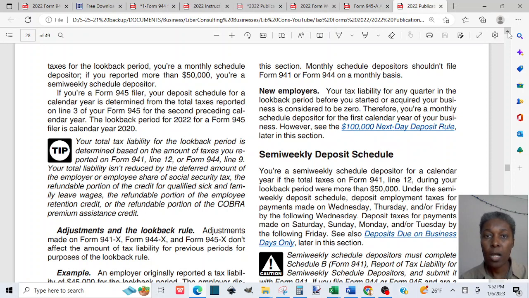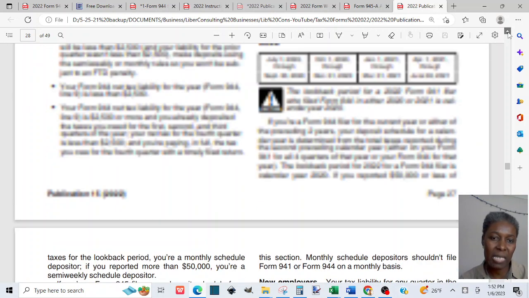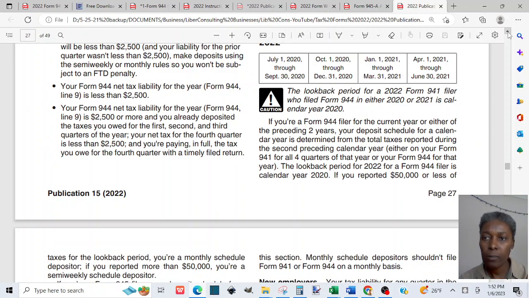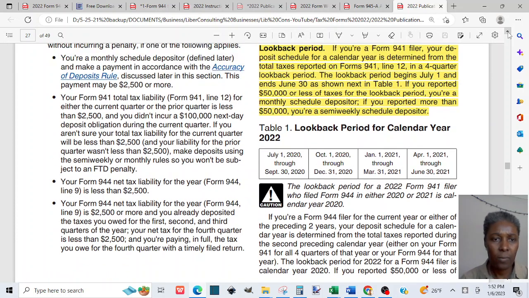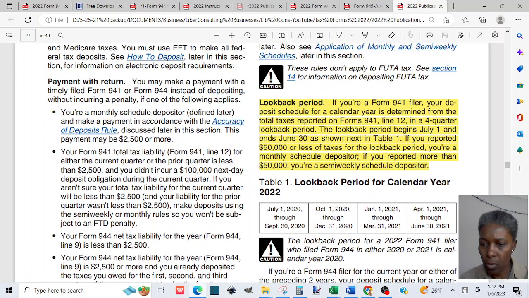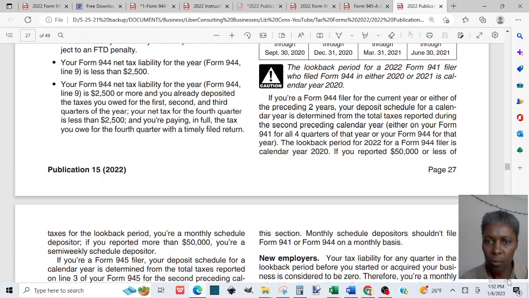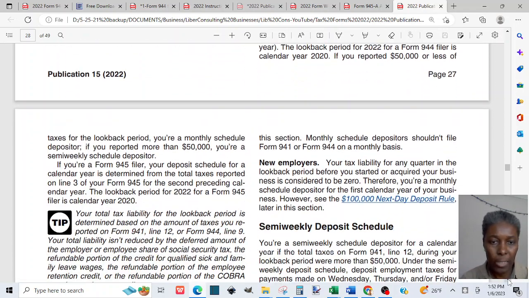If your tax liability is $50,000 or more a year, you'll be a semi-weekly depositor, and they have rules for it. But let me go back down a little bit. I'm looking for 494.